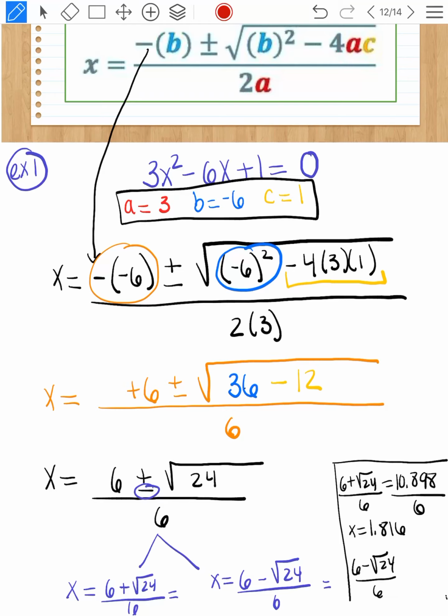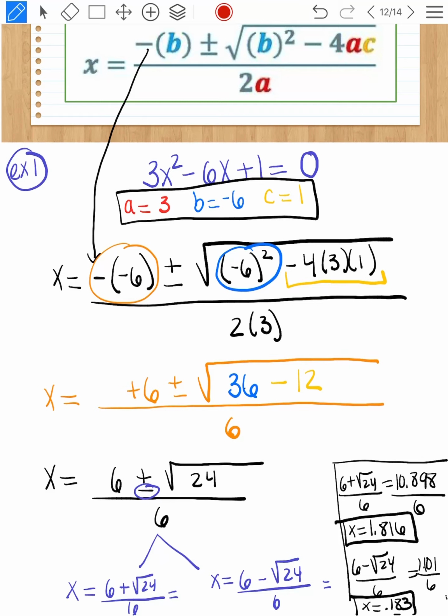And then for my other one, I'm going to do 6 minus the square root of 24. And then take that and divide it by 6. And 6 minus the square root of 24 is going to give me 1.01. And I'm going to divide that by 6, and I get x is equal to 0.183.